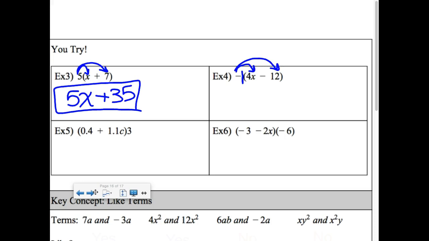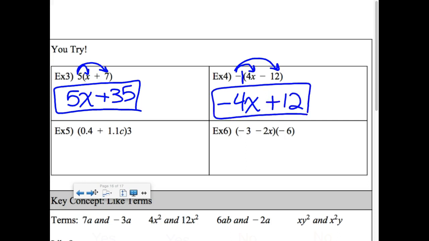So when I take -1 times +4x, I'm now going to have -4x. When I take -1 and multiply by -12, I'm now going to have +12. Sorry, there are no like terms, so we are done. That's why I squared that one up right away. All right, this next one, I'm going to multiply this 3.